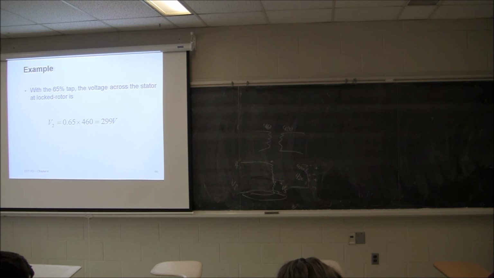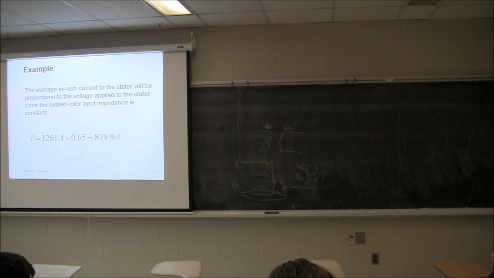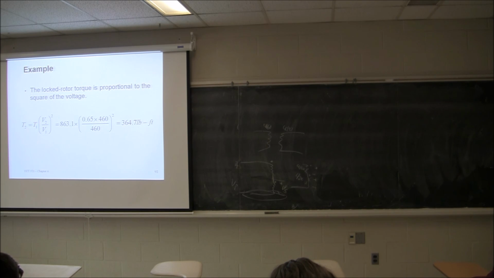Now if we run it at 65%, instead of 460, now we're at 299. And it's approximate, right? That is because it's proportional to the voltage. The current is going to be proportional. So instead of 1261, you actually have 820 amps of starting current. The reduction in torque is by the square. So you remember way back in the beginning, it was proportional to the square of the voltage. So we square it. We have 365 foot-pounds of torque.